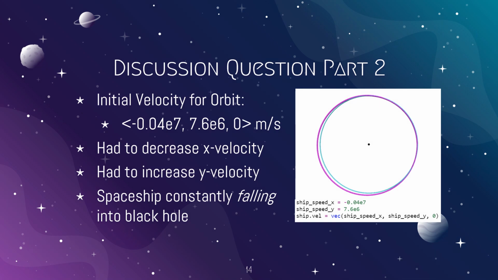So then for part 2, the discussion question, basically you needed to increase the y component of the initial velocity and decrease the x component of the initial velocity in order to get the spaceship to orbit the black hole as opposed to just pass by it. And so then this orbit basically describes the spaceship constantly falling into the black hole.